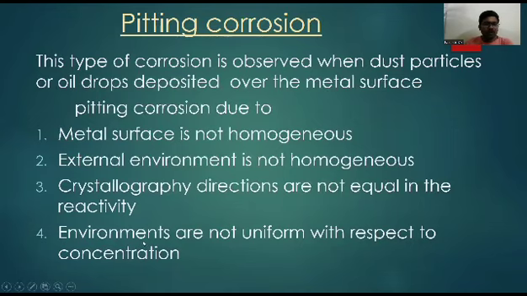Pitting corrosion. This type of corrosion is observed when dust particles or oil drops are deposited over the metal surface. Pitting corrosion is due to, first, the metal surface is not homogeneous; second, the external environment is not homogeneous; third, crystallographic directions are not equal in reactivity; and fourth, environments are not uniform with respect to concentration. Pitting corrosion is very dangerous because it forms small holes on the metal surface. It is a big loss in the industries.